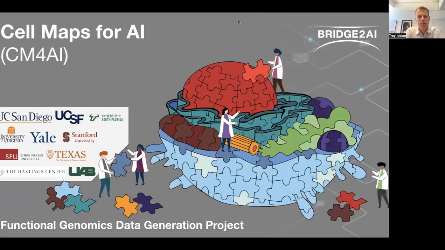My name is Trey Ideker. I'm a professor of medicine, computer science, and bioengineering at University of California, San Diego. It's my great pleasure today to introduce the Cell Maps for AI project, a functional genomics data generation project, which is part of the NIH Bridge2AI program.